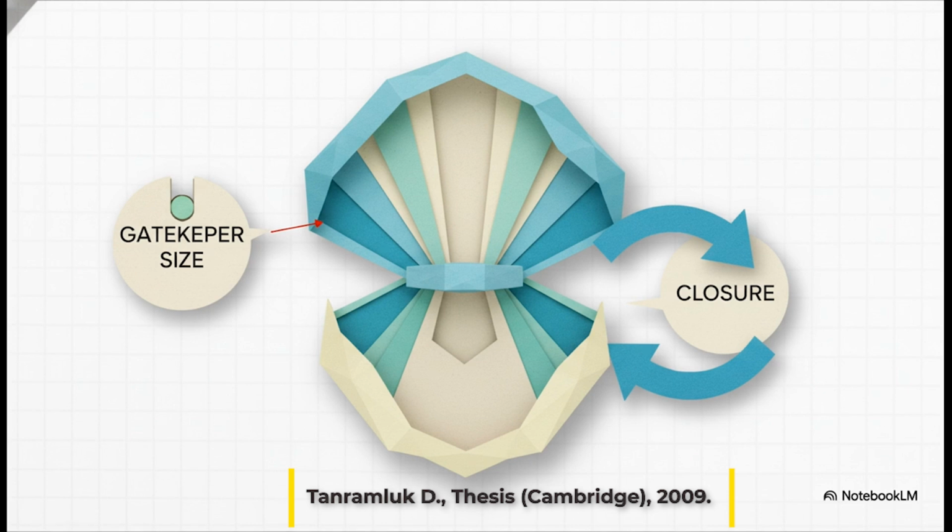First, the size of one specific amino acid called the gatekeeper residue, which, just like its name sounds, controls access to a part of the pocket. And second, the degree of closure, basically how tightly the two halves of the protein clamp down around the drug.